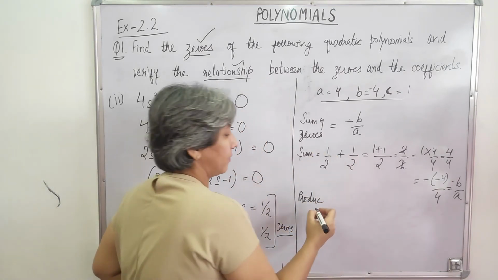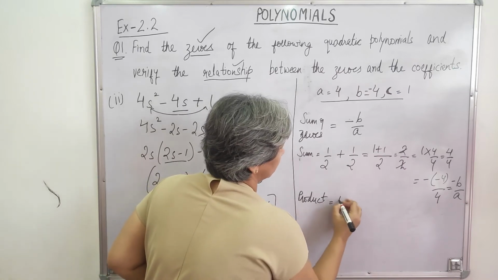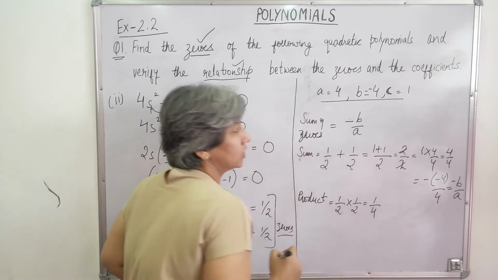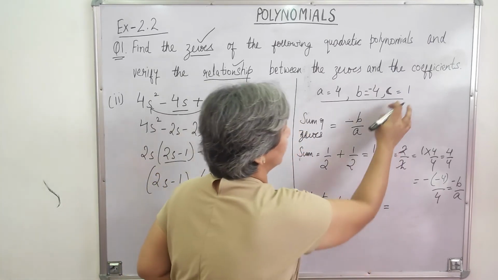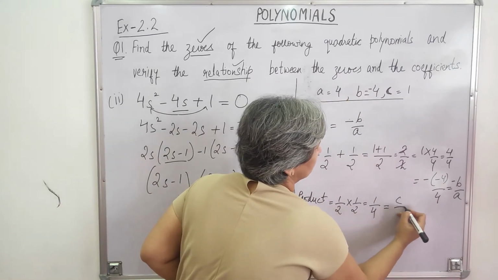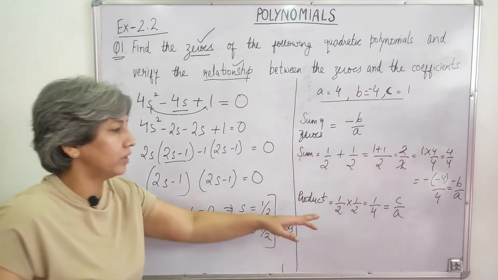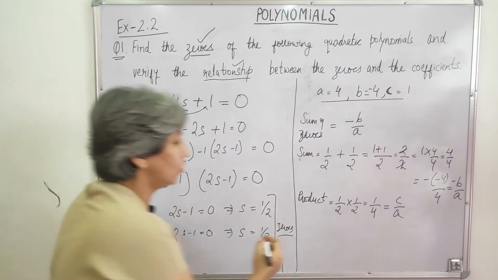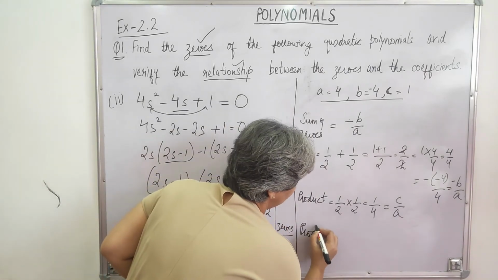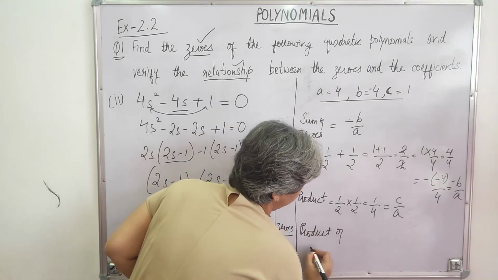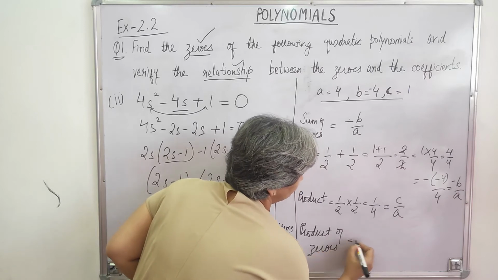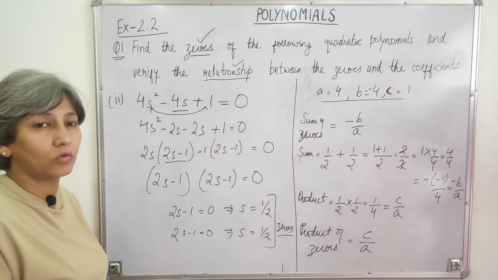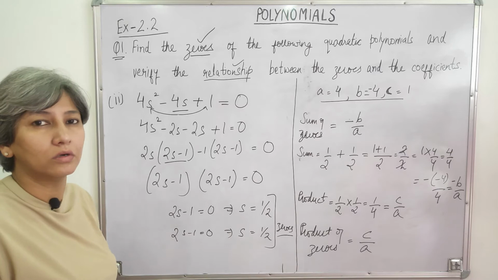Then comes the product. My first relationship is established. If you can see, the product is 1 by 2 into 1 by 2, which gives me 1 by 4. 1 is c, a is 4, so this is nothing but c by a. So my other relationship is also established, because we know that the product of zeros is c by a, which we are getting here, right? With this, our second question is done. Now let's do the third question.